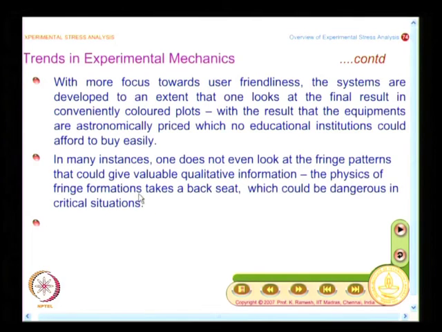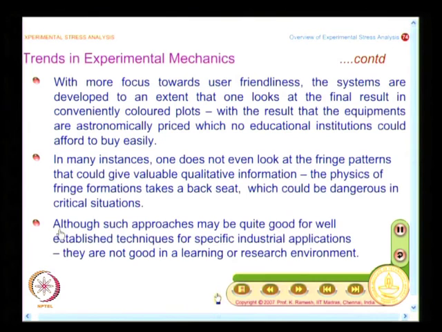And a similar situation is also lurking in experimental mechanics. So, you need to have user friendly equipment, fine, but it should not go to the extent that the physics of the fringe formation, the physics of the methodology, takes a back seat, and you press only buttons. So, that is not the way experimental mechanics should go.